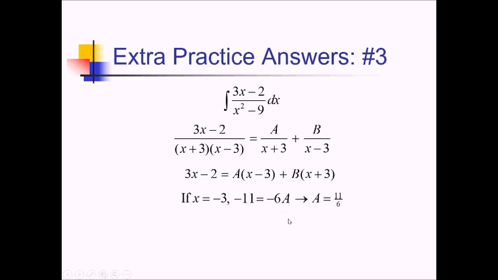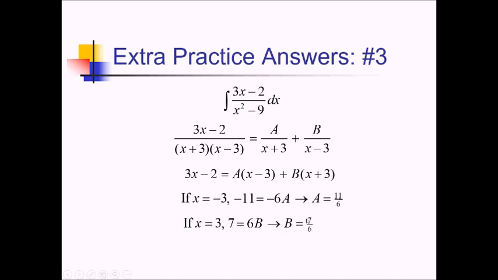Now moving on, I'm going to solve for b. That means I have to get rid of the a term. To get rid of a, I need for x to equal 3. If x equals 3, on the left side here, this now becomes 9 minus 2, which is 7. And on the right side, again, a gets zeroed out. b, we have b times 3 plus 3, which is 6b. And that means b must be 7 over 6.